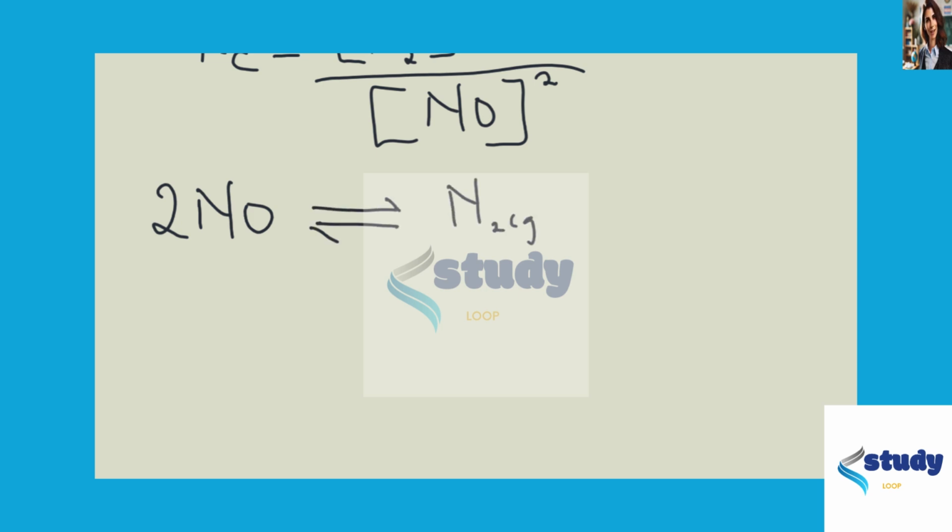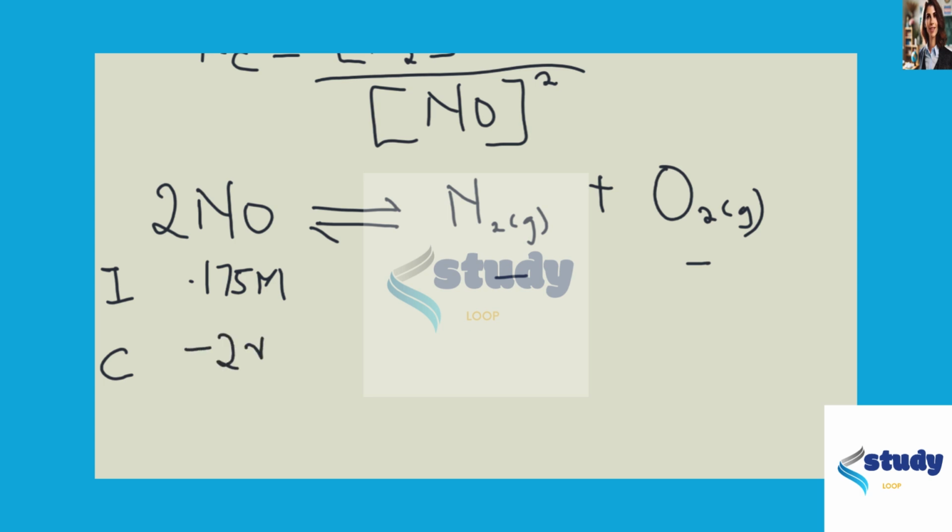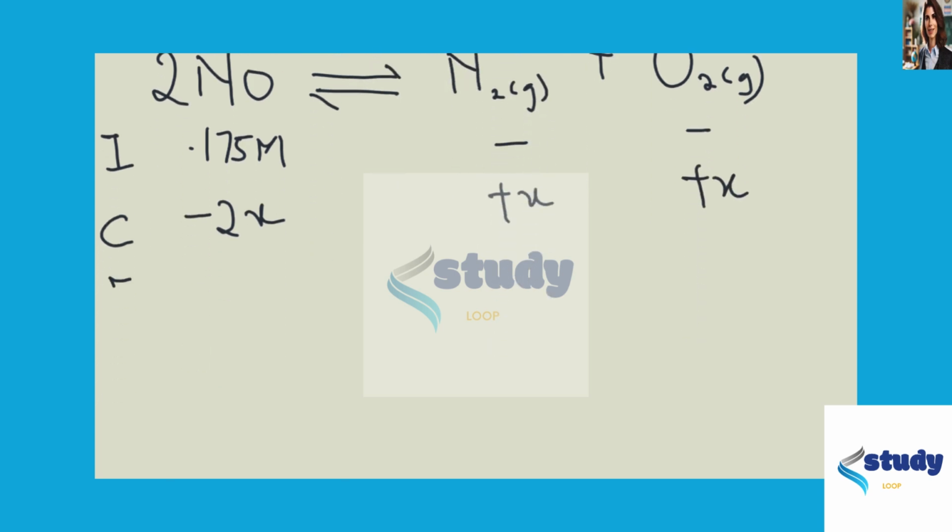again. That's the equation. From this equation, initially in the ICE table, you had 0.175 molar of nitrogen oxide. You had none of this and none of this. After a while, based on the stoichiometric quantities in the chemical equation, twice of this will be lost, that will be gained, and this will be gained. And so at equilibrium, we would have 0.175 minus 2x. This will be x, and that will be x.